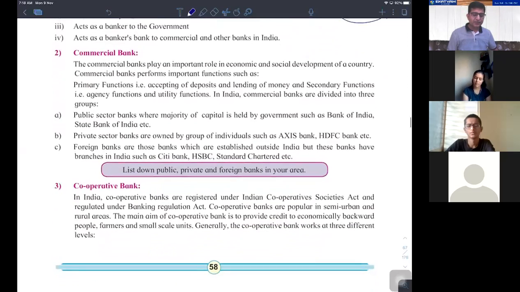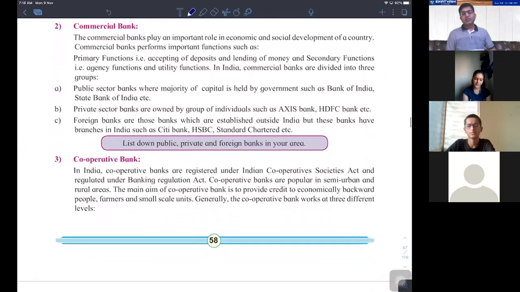Alright, next one, there are the commercial banks. Now, a very basic understanding of all the banks is what we have to have. We are not going to go into the details. More important details are related to the functions of the bank that will be important for us. The commercial banks play an important role in economic and social development of the country. Why? Because they mobilize the funds.